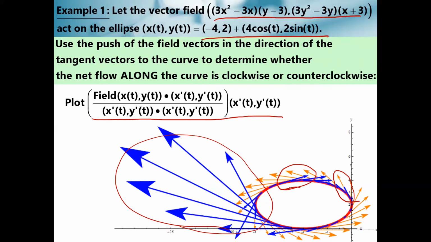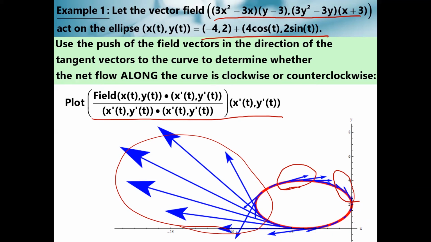We're thinking of these field vectors as a force, and a force is a vector quantity, right? It has a direction and magnitude. So we see the direction on the screen, and then the length of that vector is representing the magnitude. How strongly is that effect happening? Now, we could try to draw a conclusion here as well. We could try to determine whether the net flow of the vector field along this curve is clockwise or counterclockwise, and we do that through visual inspection.